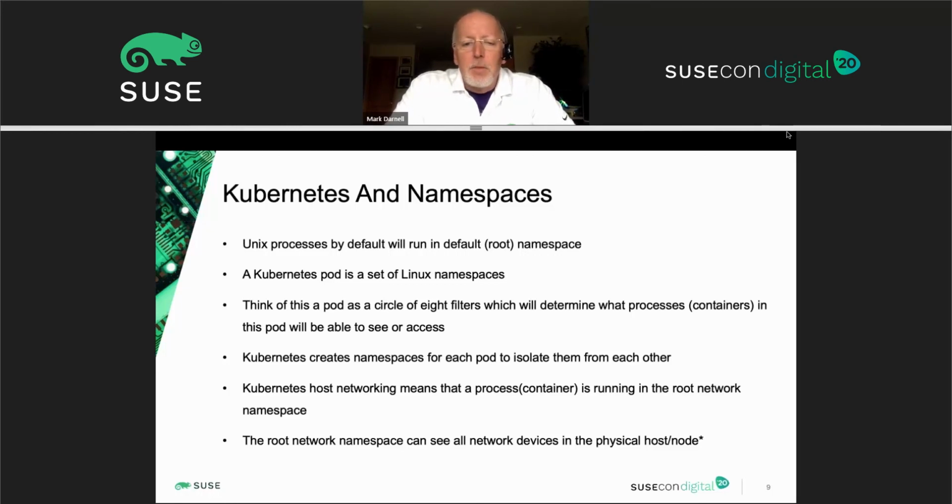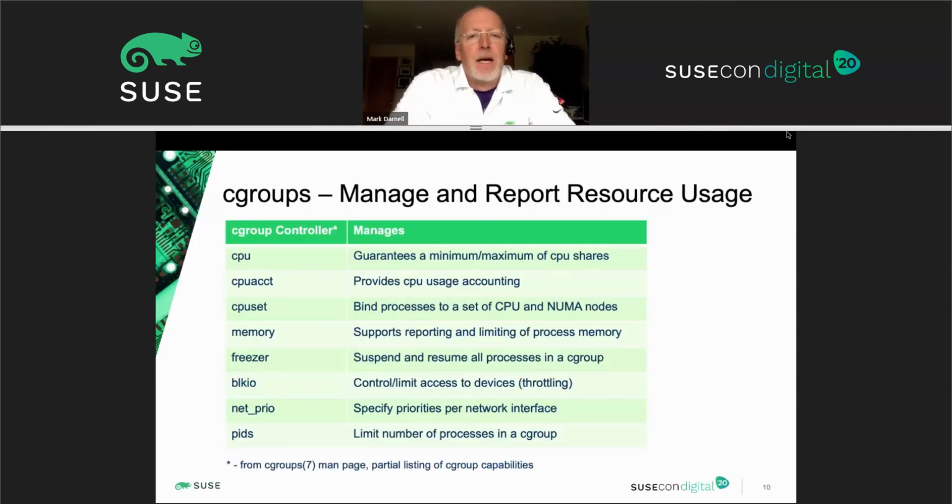It can see all of those that belong to the physical host or node. There's an asterisk there because there is a minor exception where if a network device has been removed from the host network namespace or the root network namespace and assigned to another namespace, you'll no longer be able to see that. But that's a rare event, and therefore it's asterisked. All right.